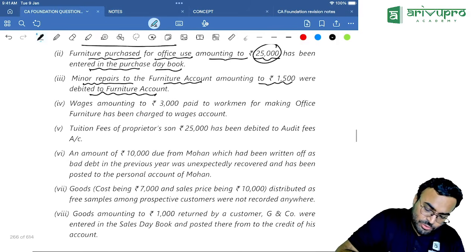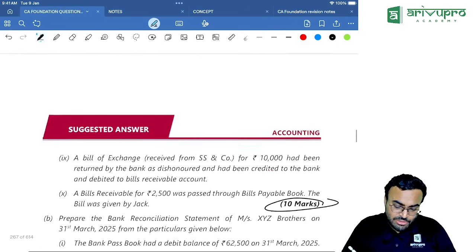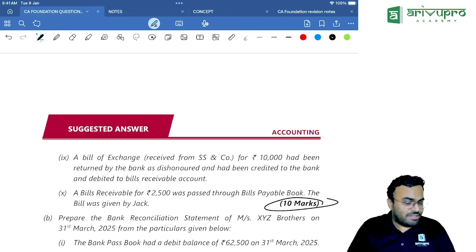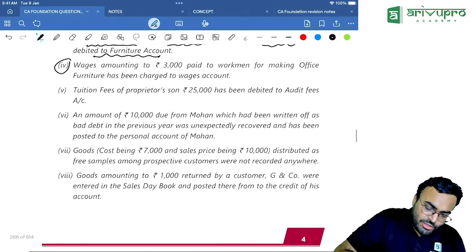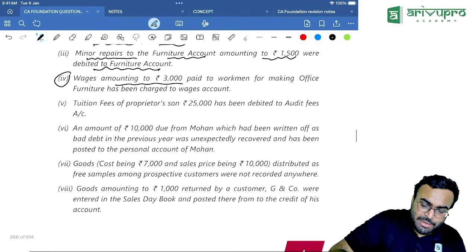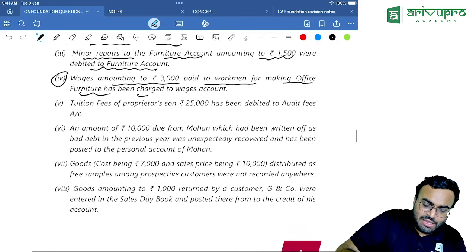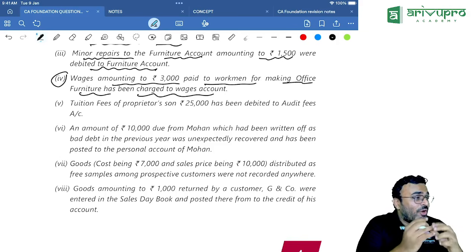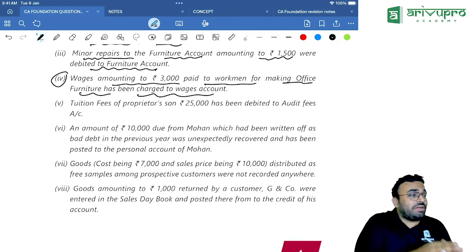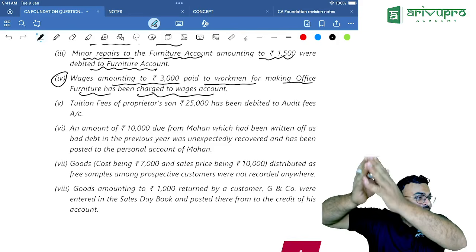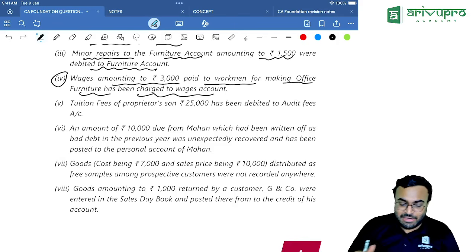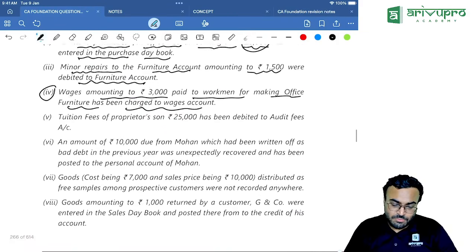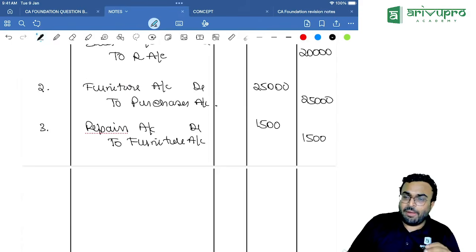Next, fourth one. So you can see 10 are there for 10 marks. 10 rectifications for 10 errors. Now, wages amounting to 3,000 paid to workmen for making office furniture had been charged to wages account. Can you see opposite of that? Previous one was revenue. They took it as capital in nature. This one is capital in nature. They took it as revenue in nature. Clear? So now, what kind of errors are these? These are errors of principle.